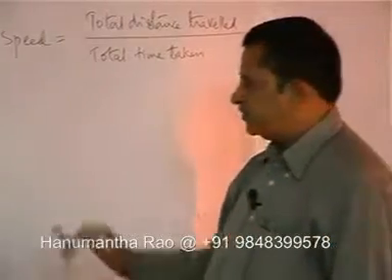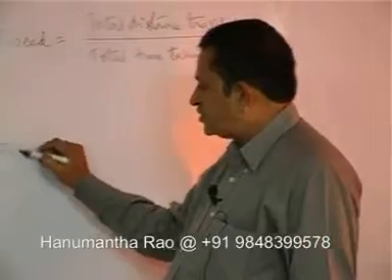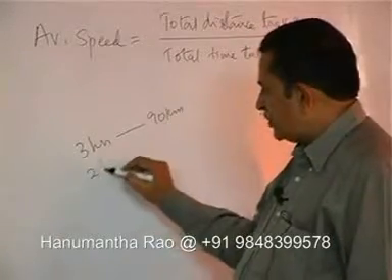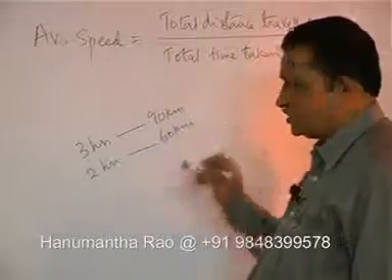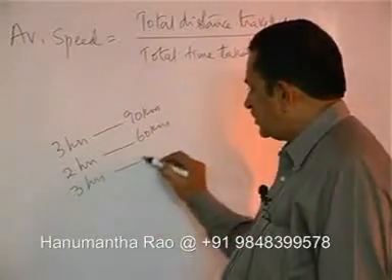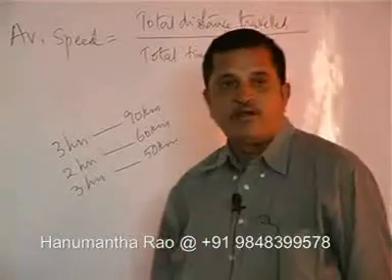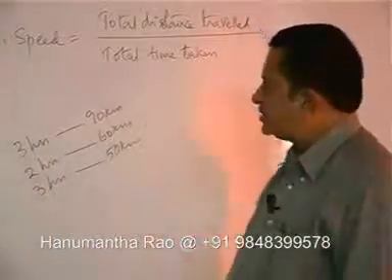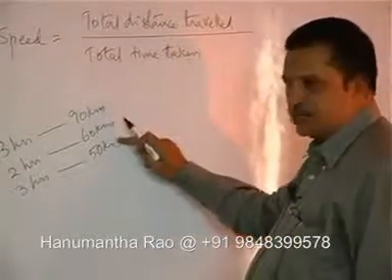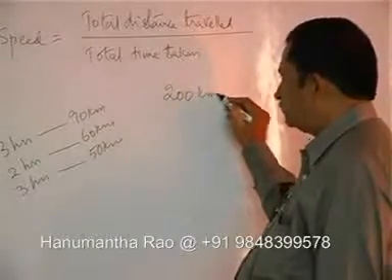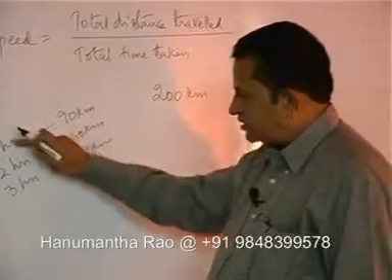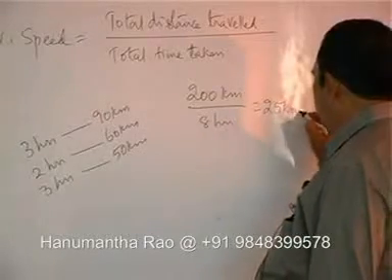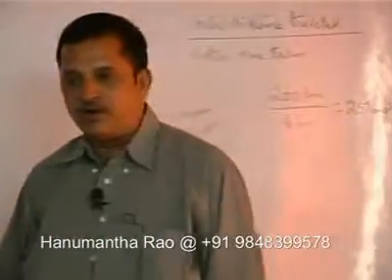The problem will be like this. A man traveled in the first 3 hours a distance of 90 kilometers. In the next 2 hours a distance of 60 kilometers. And in the last 3 hours a distance of 50 kilometers. Find his average speed. Suppose if the question is asked like this, then what we have to do is, total distance traveled is 90 plus 60 plus 50, 200 kilometers. Total time taken is 3 plus 2, 5, 5 plus 3, 8 hours. 200 by 8 means 25 kilometers per hour. So average speed is 25 kilometers per hour.